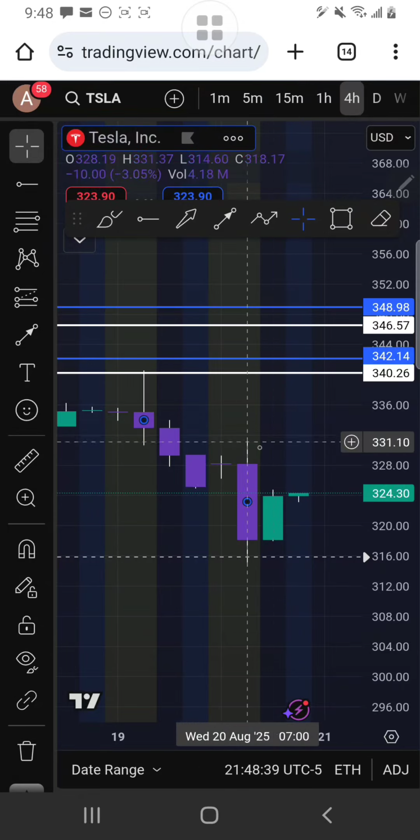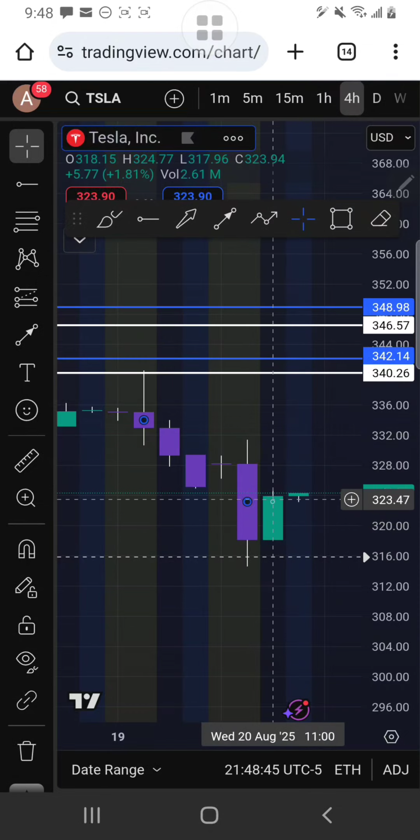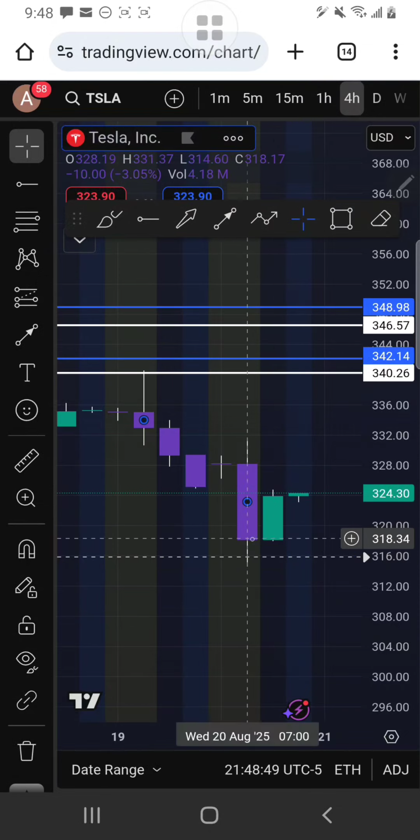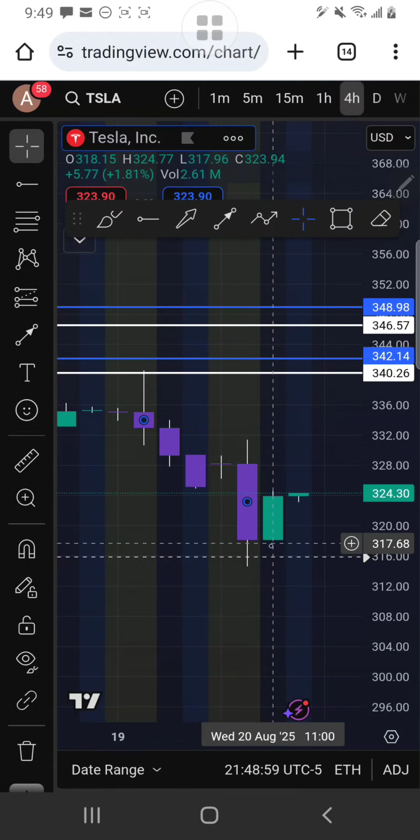But sellers ended up stepping in aggressively to push the price lower. And so we fell. Price continued to drop all the way till 11 o'clock. And then we started to push higher. So you can see the wick on this down close candle, towards getting closer to 11 o'clock, like around that 10 a.m. range. And then we started to push higher.